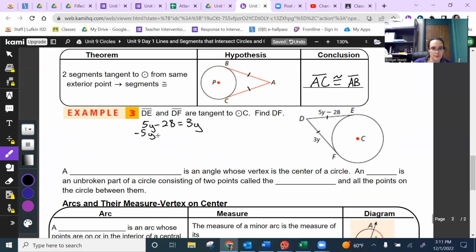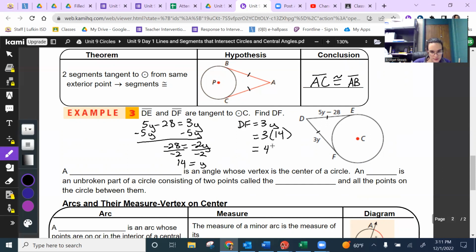We're going to subtract 5y from both sides. That gets us -28 equaling -2y. We're going to divide both sides by -2, and y equals 14. Now, we are not finished because it asked us to find the measure of DF. So DF was 3y, so we're plugging that 14 in for y. So we've got 3 times 14, which is 42 for the length of DF.